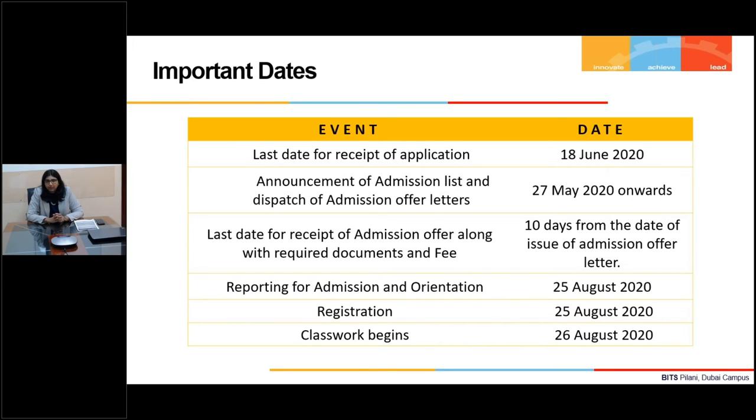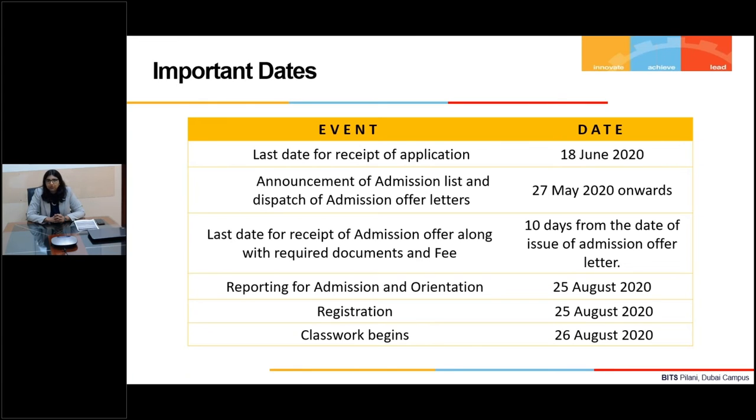Coming to the important dates, the last date for receipt of application is 18th June this year. So whether or not you receive your results by then, please go ahead and apply. Our applications are currently open. We have received hundreds of applications till date. Just leave the marks column blank and submit your application form. It is not a mandatory field right now, so fill all the other details and submit your application. It's a simple application, just two sides and very, very student friendly.